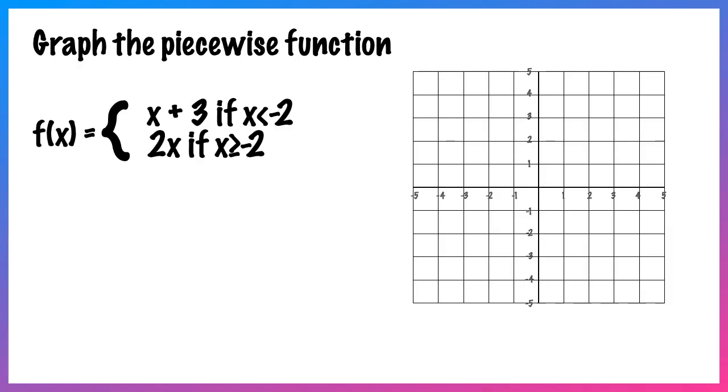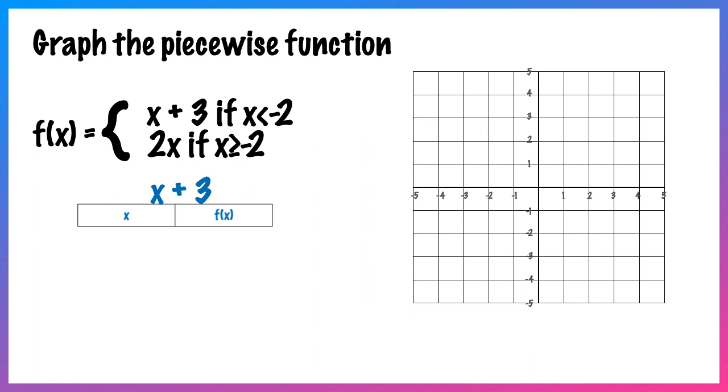Let's try some examples. Graph the piecewise function f of x is equal to x plus 3 if x is less than negative 2, and 2x if x is greater than or equal to negative 2. Let's start with that first piece, x plus 3. We're going to make a table with points to help us. So we have an f of x table. Remember, f of x is the same as y in this case.